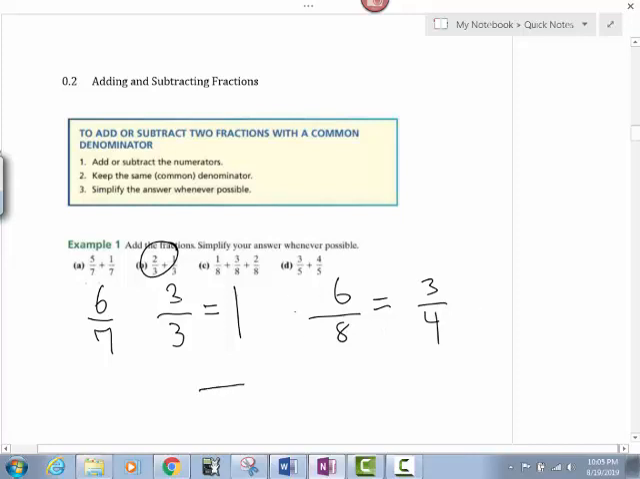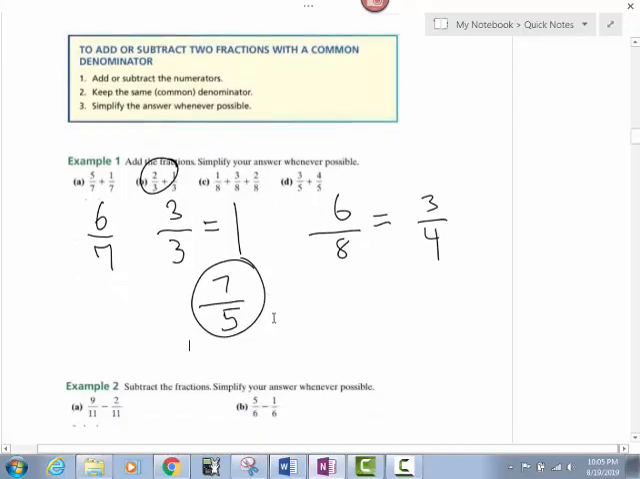And finally, the last one here, my bottom number is 5. 3 plus 4 is just 7. Now, this is an improper fraction, right? It's okay for us to have an improper fraction. They didn't tell me that I needed to change it to a mixed number, so I won't do that.